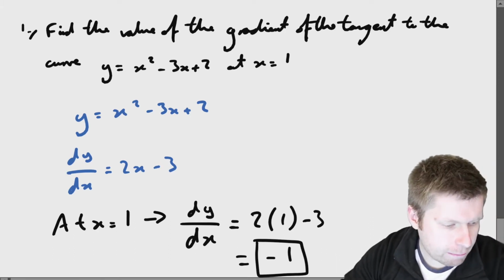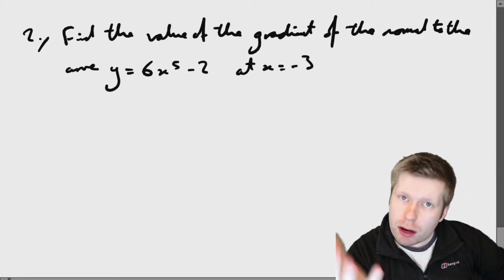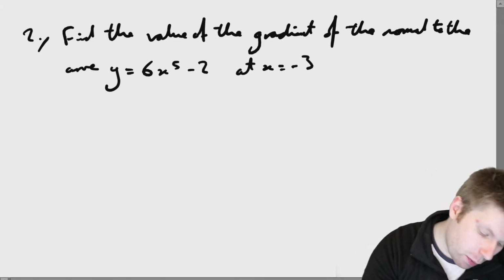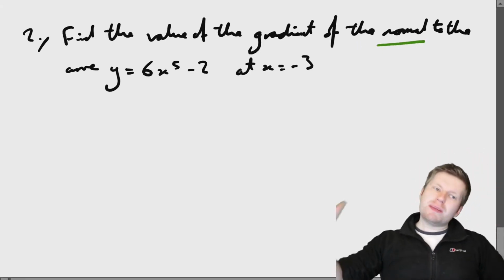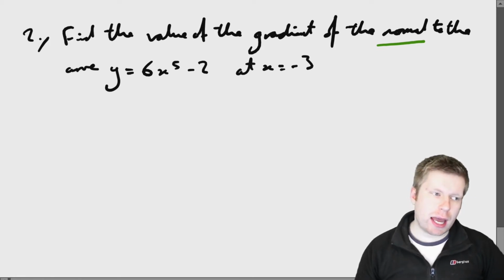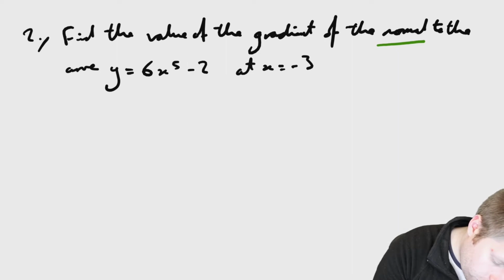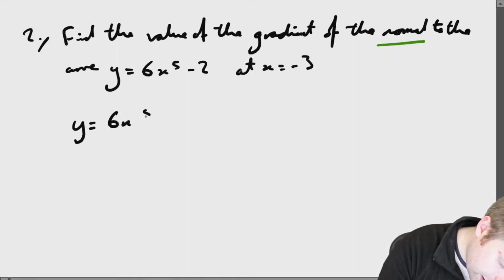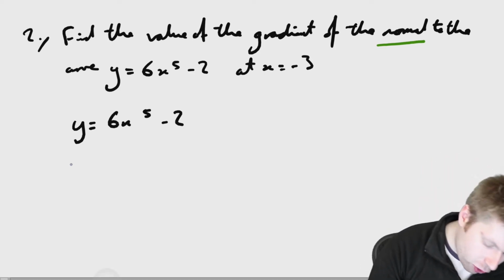All right, fantastic. Let's have a look at question 2, which is a similar kind of thing to question 1, but this time we're being asked to find the gradient of the normal. Remember, the normal is perpendicular to the tangent. To tackle this question, if I'm given the curve y equals 6x to the power 5 minus 2, I'm again going to differentiate. I'm still going to find the gradient function.